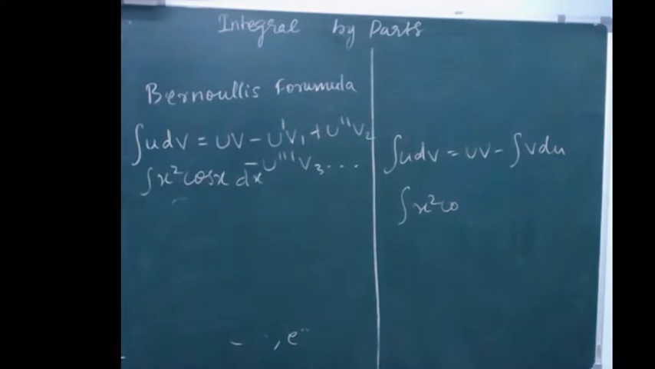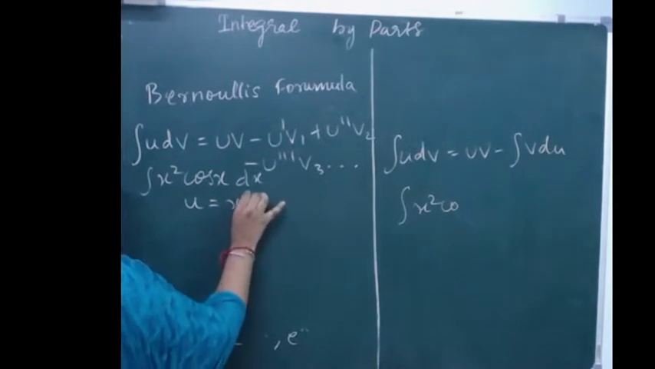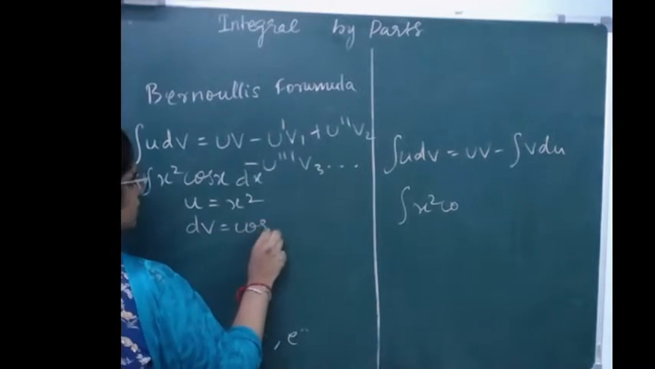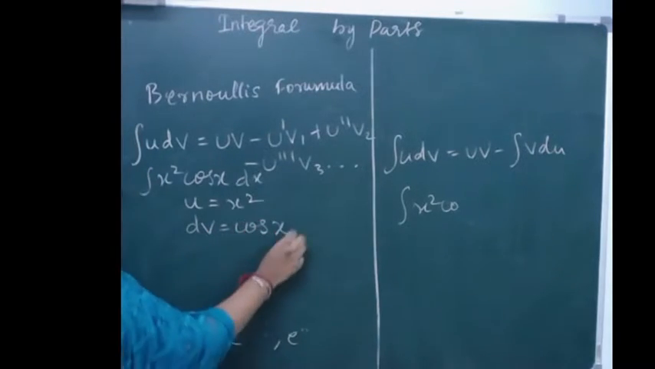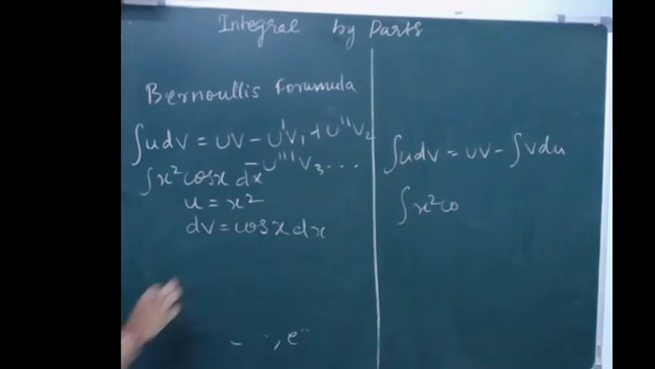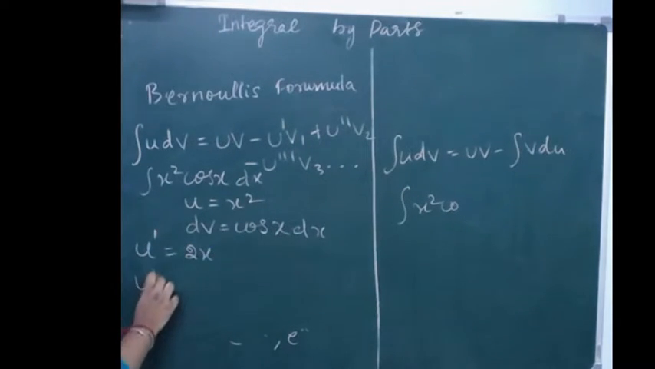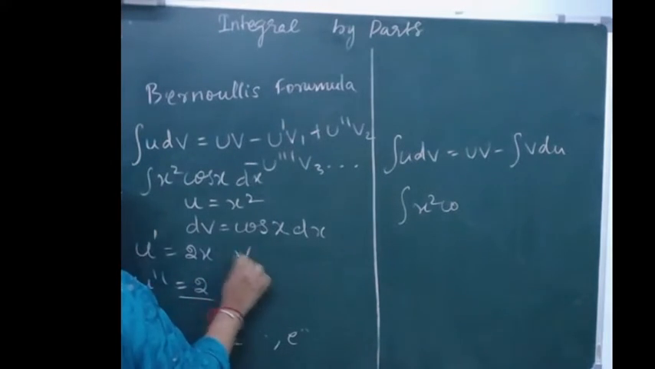So let me take this example. Here, as I already told, u is x square and dv is cos x into dx. Here we have to differentiate u. So by differentiating u, we will get u dash is equal to 2x, u double dash is equal to 2. So here we reach the constant. So till then we have to differentiate u, and integrate v.